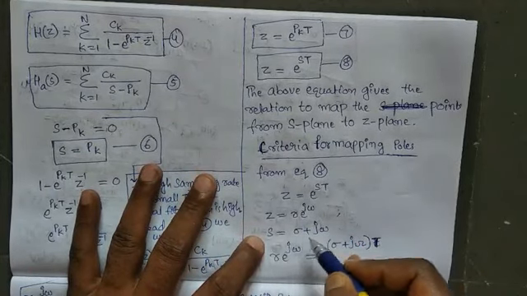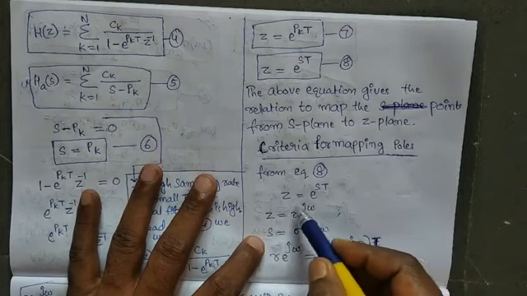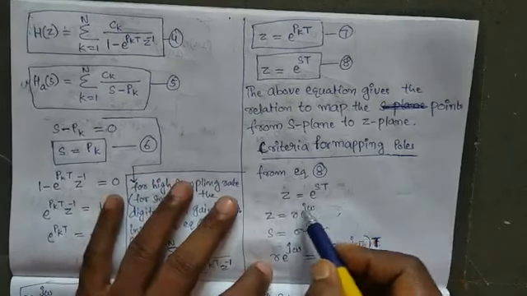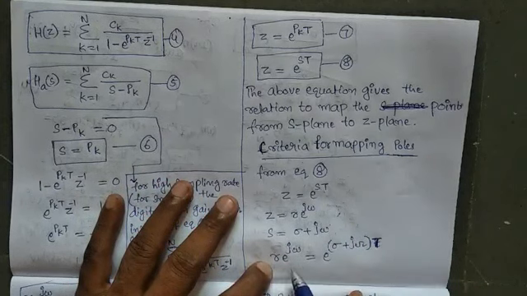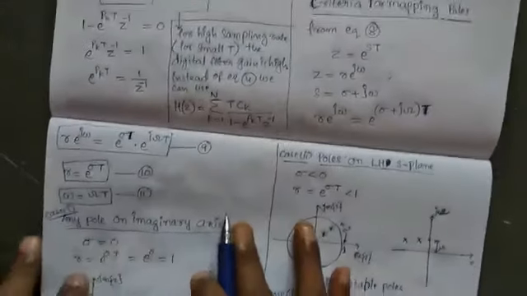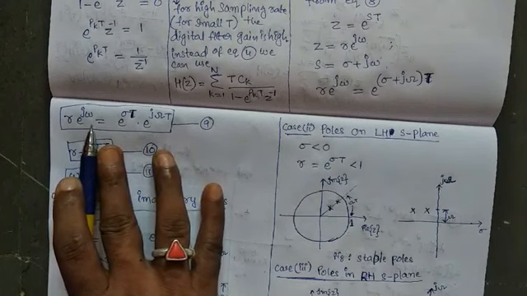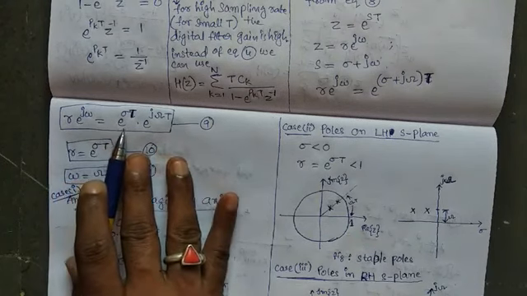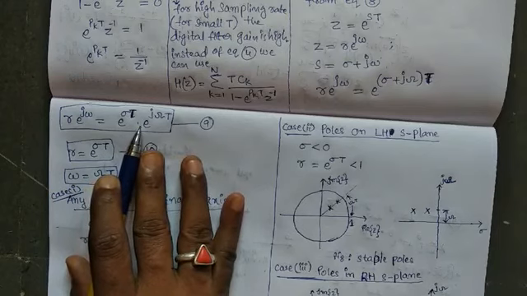From equation 8, we are substituting these two in the above equation. Here r into e power j omega is equal to e power (sigma plus j omega) T. Yes, we are replacing. This can be written as r into e power j omega is equal to e power sigma T into e power j omega T.